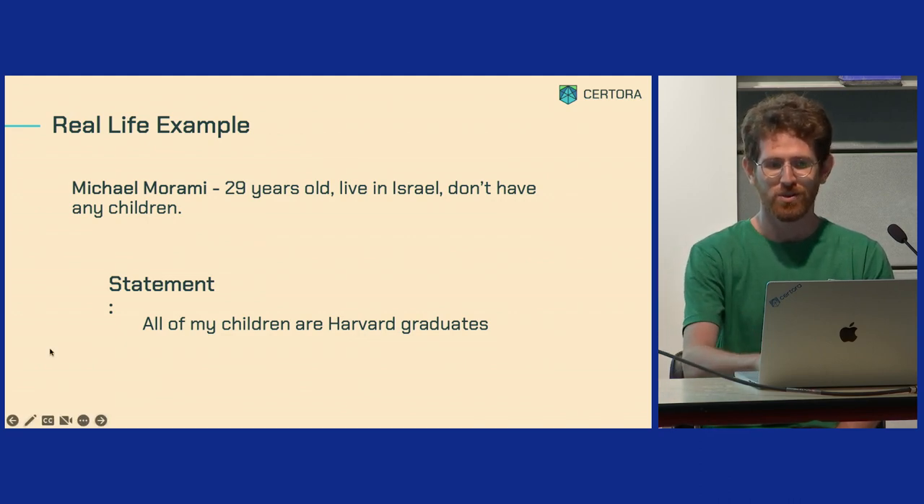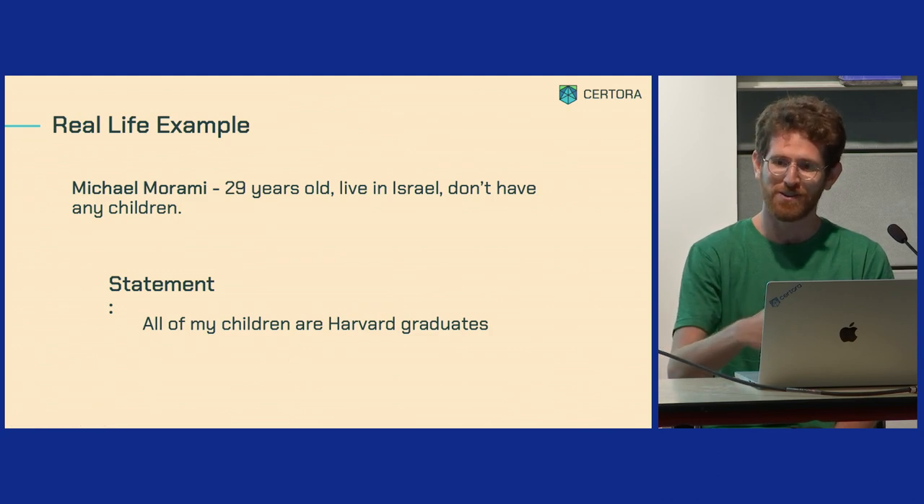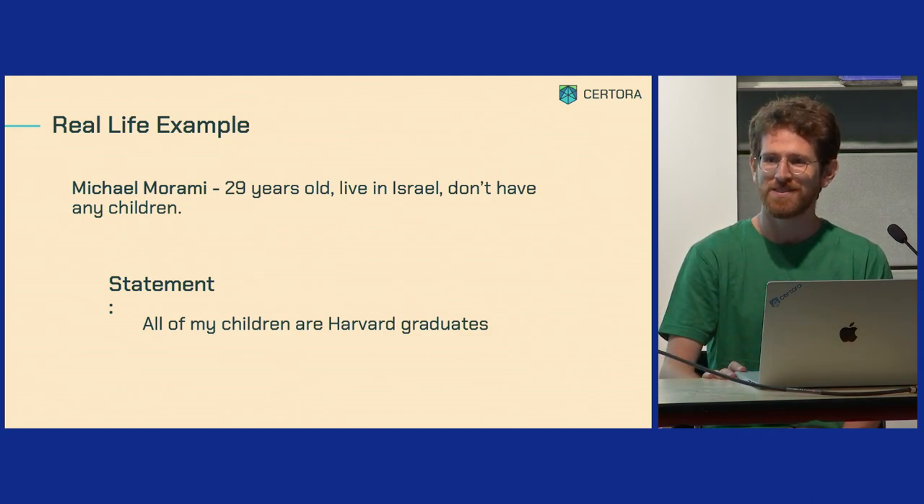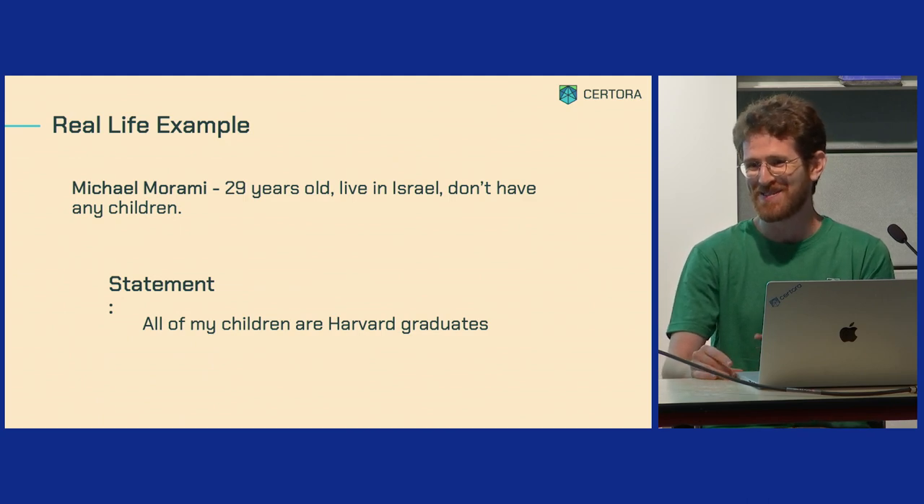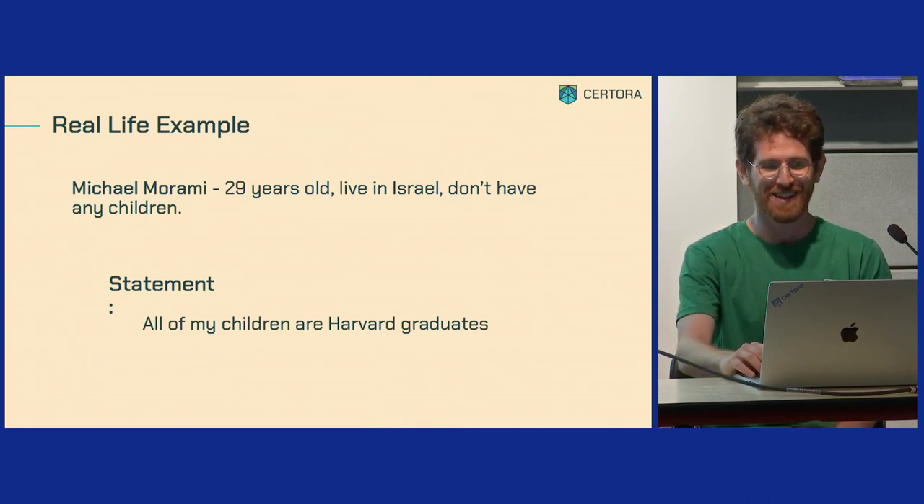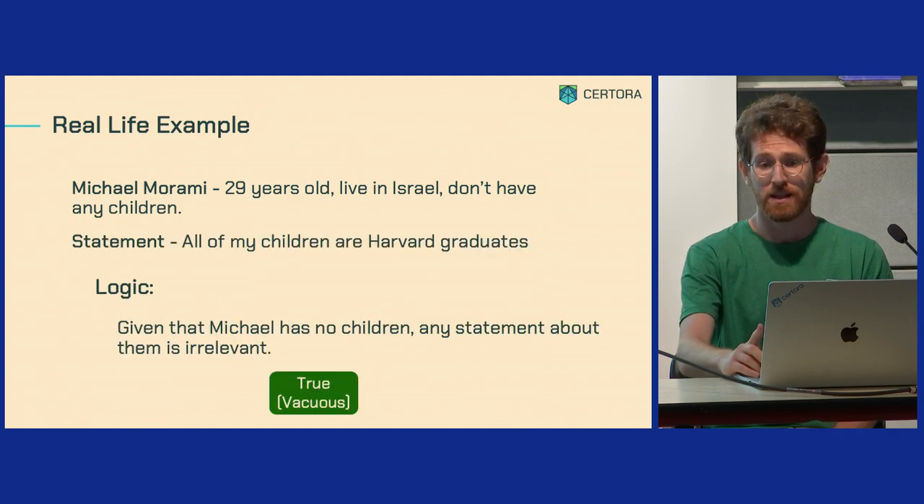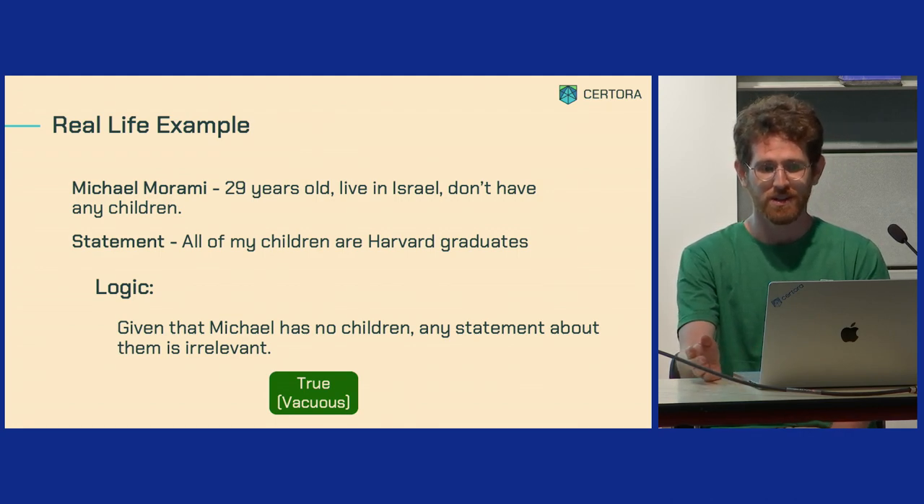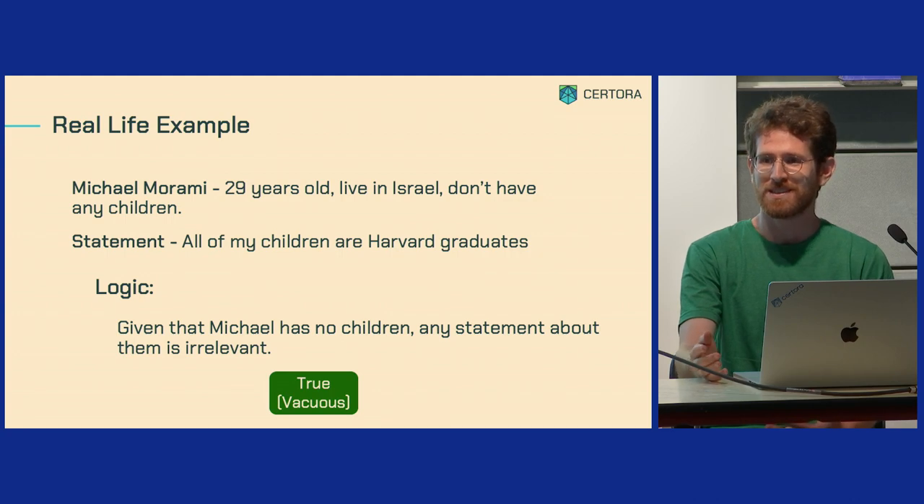So I don't have any children, so you say that this statement is wrong. But like we saw before, what is the definition of a false statement by logic? This is the existence of a counterexample. So can you show me a child of mine that is not a Harvard graduate? If you cannot show me such a child, then the statement must be true. And indeed, this statement is true, and hence it is vacuous, meaning that given that I have no children, any statement about my children is irrelevant, or it's just true.